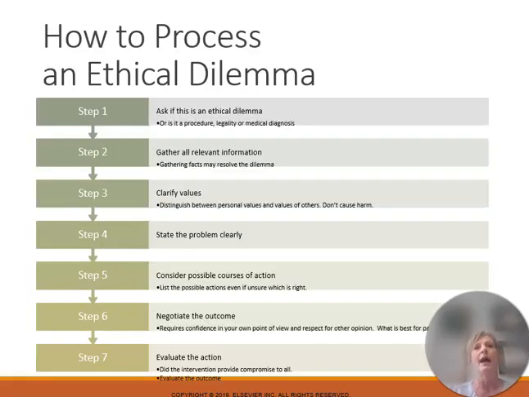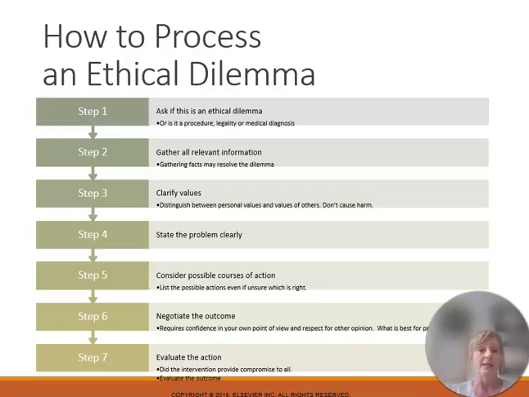So how do we process an ethical dilemma? Well, there's 7 steps to it. So you're going to think about your ethical dilemma. You're going to ask, is this an ethical dilemma? Well, 1, is it legal? If it's not legal, then it's not an ethical dilemma, because it's illegal. Is it a procedure that we're going to do? If it's a policy or procedure that you have at your place, then it's not an ethical dilemma, because we have a policy and procedure for it.